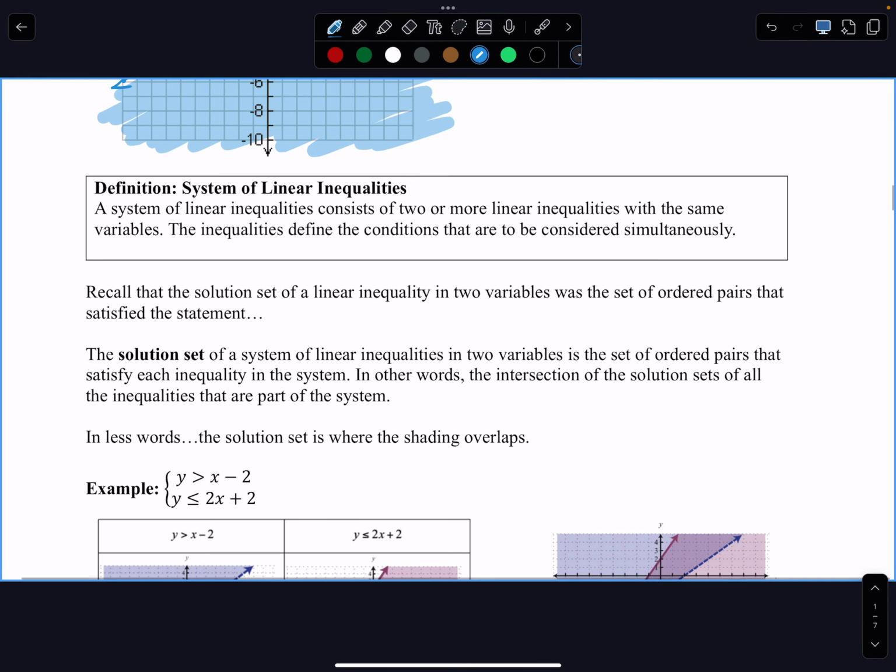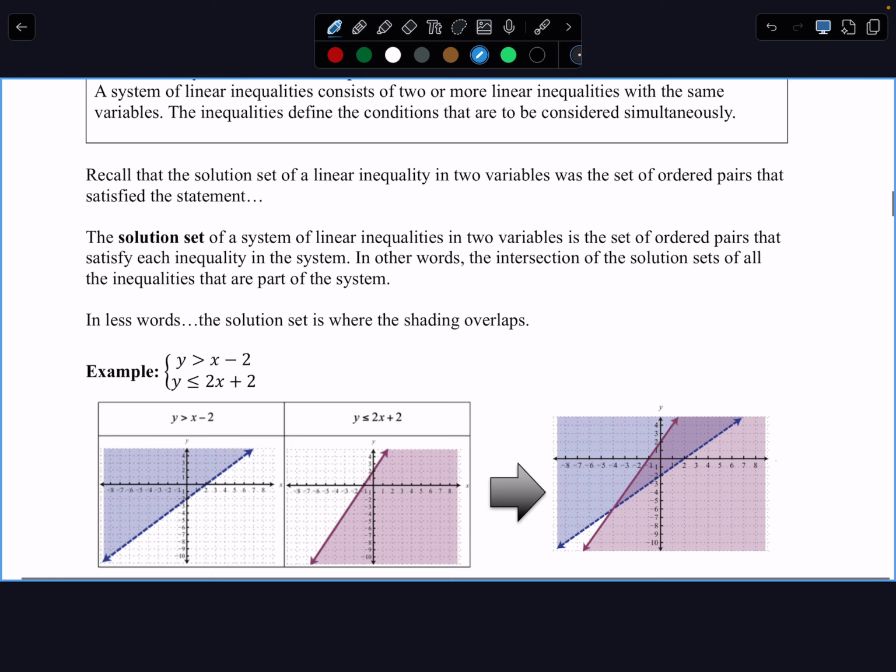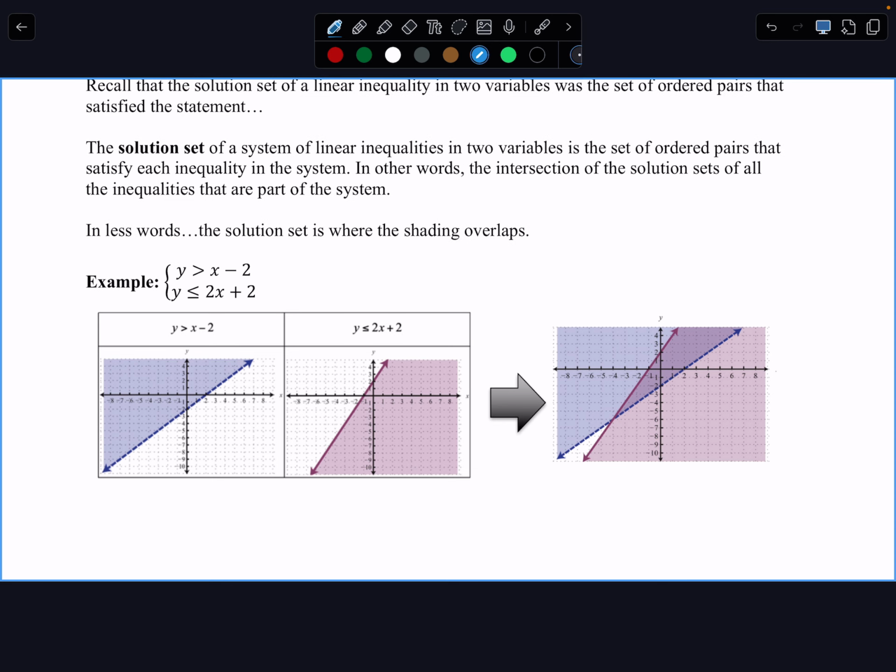So the solution set to a system of linear inequalities will also have potentially infinitely many points, but it's going to be where all of those solution sets end up overlapping, or the intersection of all the solution sets. So for example, if we're looking at this system of linear inequalities, thinking about each half-plane solution set for each of the inequalities that's part of the system, the actual solution is where the shading ends up overlapping.